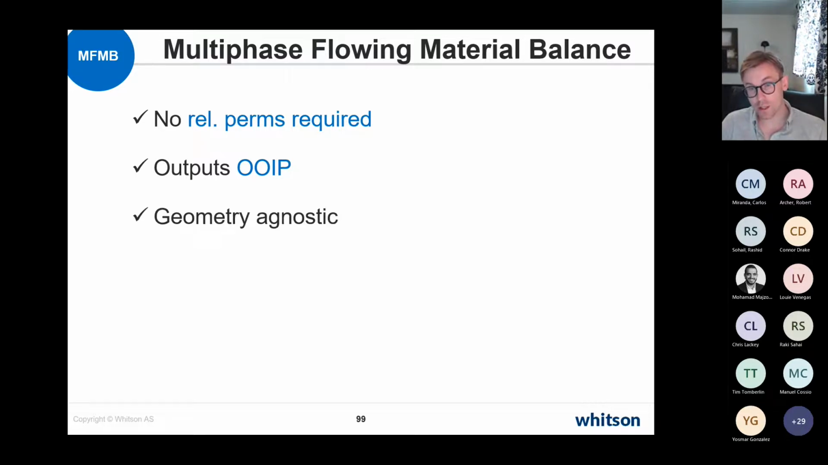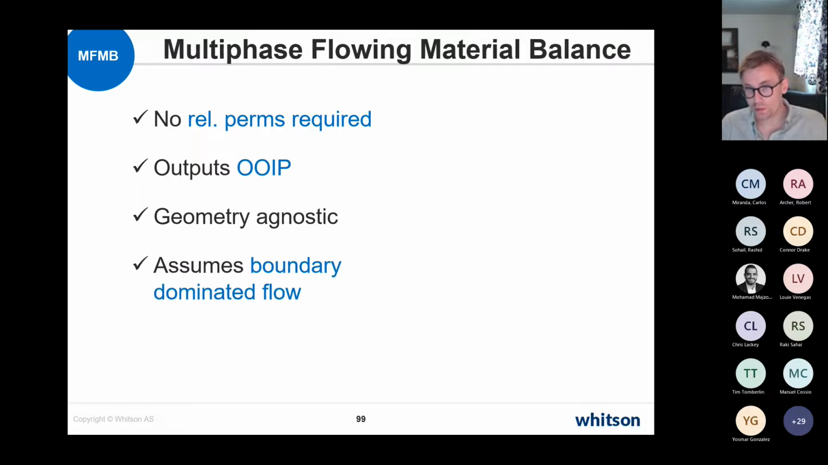It does not care about geometry. It assumes boundary dominated flow, which means that if you're still infinite acting or transitional, you'll be resolving a conservative oil in place or gas in place number. So in that case, you can then use it to bound your RTA analysis, especially the rel perm piece.